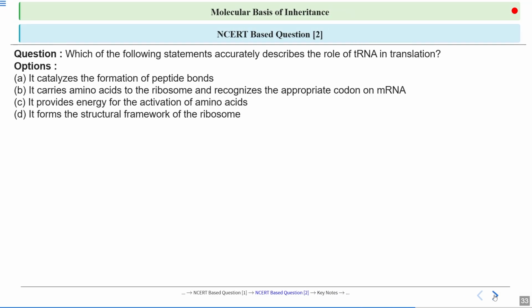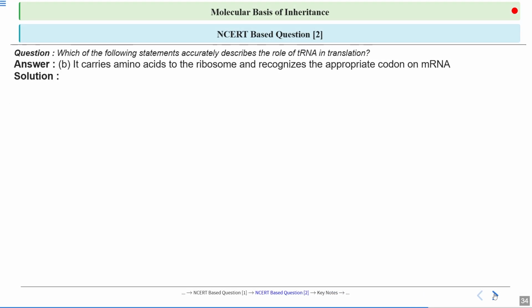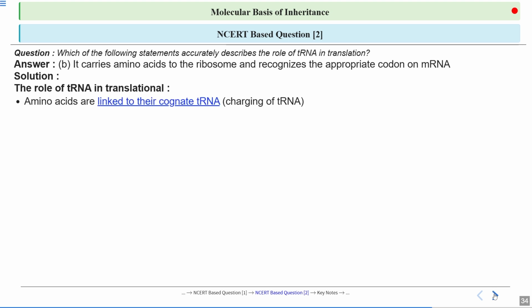Question number two. Which of the following statements accurately describes the role of tRNA in translation? Options are: it catalyzes the formation of peptide bonds, it carries amino acid to the ribosome and recognizes the appropriate codon on mRNA, it provides energy for the activation of amino acid, or it forms the structural framework of the ribosome. So we know that it carries amino acid to the ribosome and recognizes the appropriate codon on mRNA.